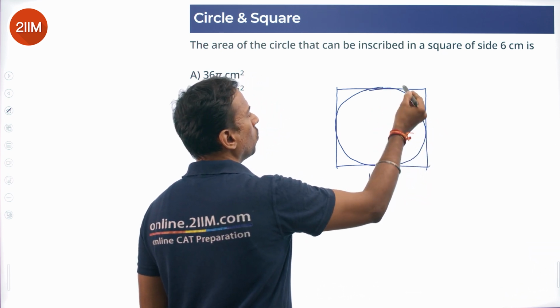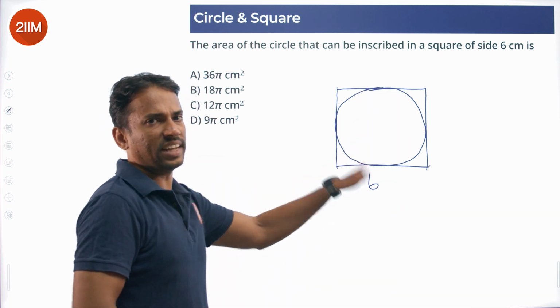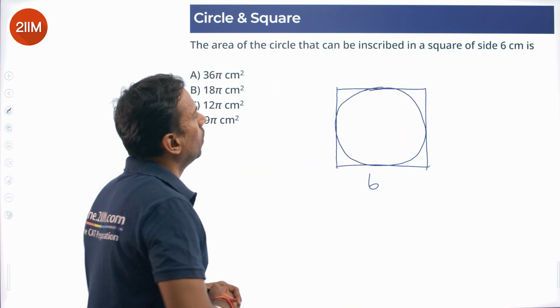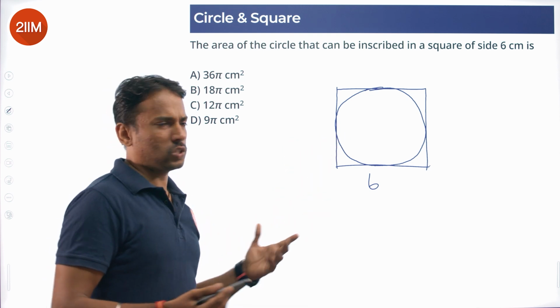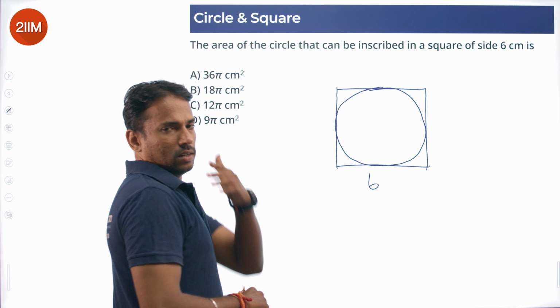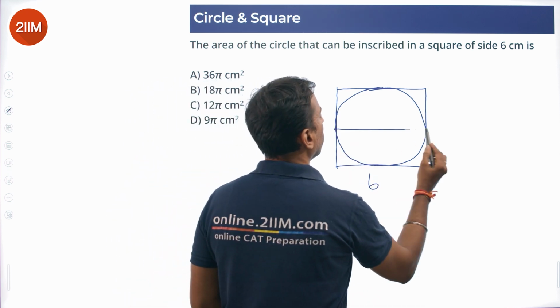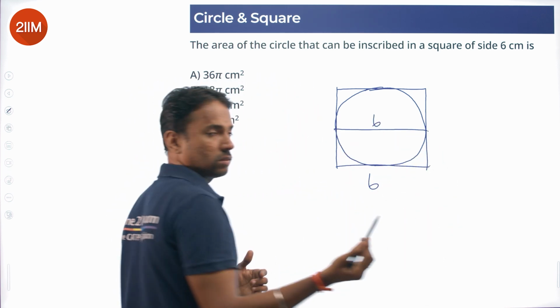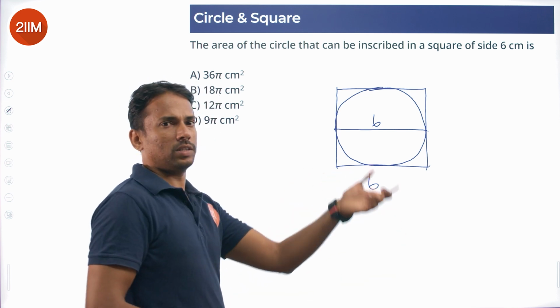So all these 4 sides of the square should be the tangents to the circle. Now we are supposed to find the area of the circle. It's very easy, and it's also obvious to witness that this is going to be the diameter, and the diameter is again going to be 6. The side of the square is the same as the diameter of the circle.